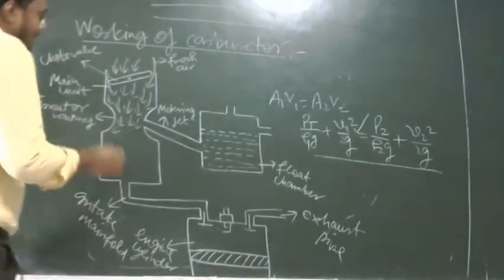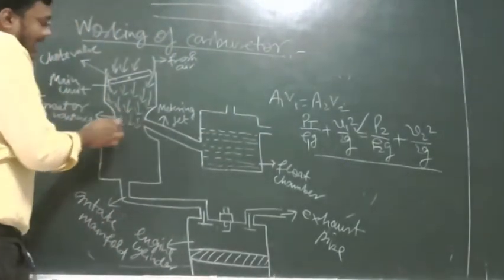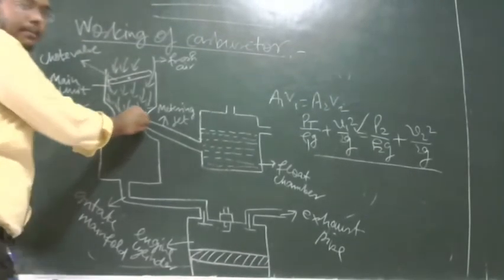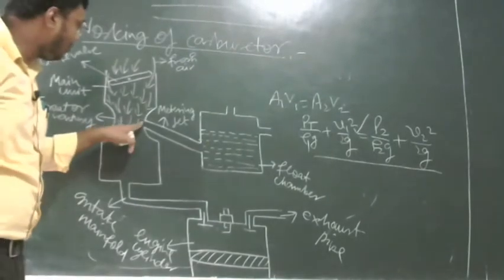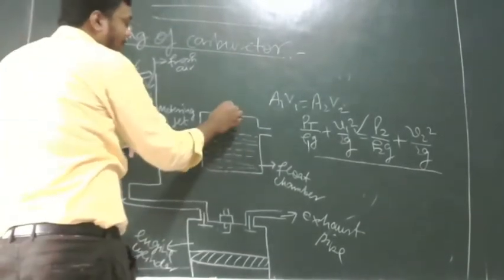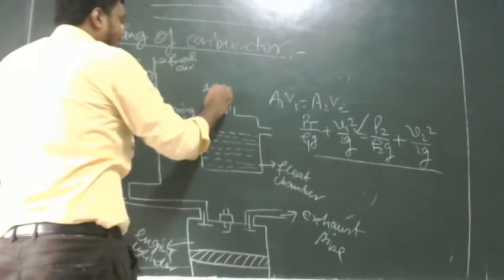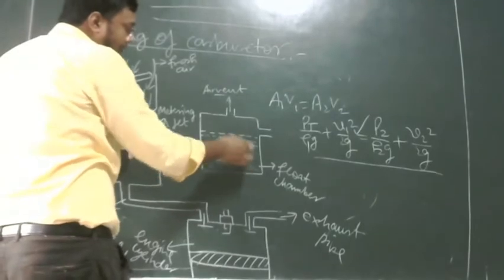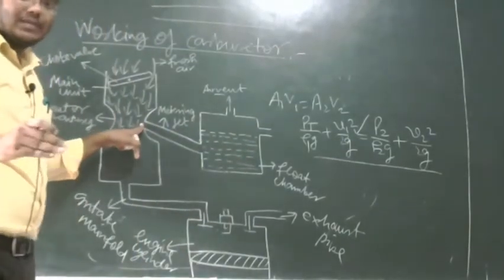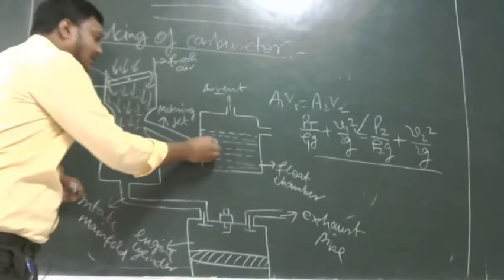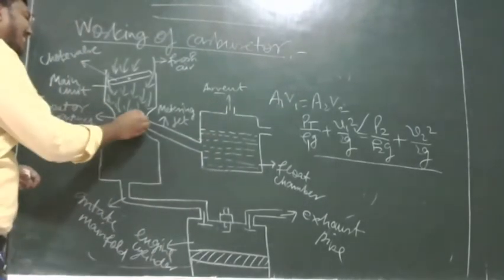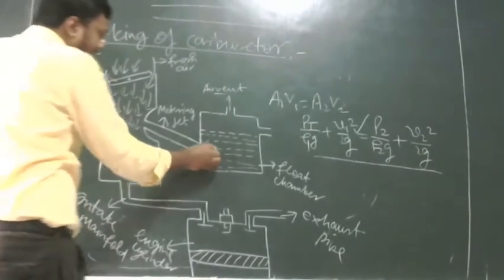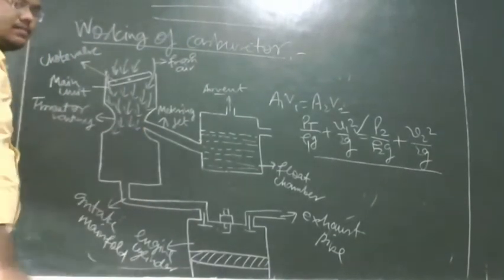So here, as I said, velocity is maximum at the minimum area point, that is the Venturi. So velocity is maximum, so here pressure will be minimum. Now here pressure will be minimum, and in the float chamber we have provided an air vent. This air vent is provided so that the pressure of the fuel in the float chamber will remain equal to the atmospheric pressure. Now here the pressure is equal to the atmospheric pressure, and here pressure is very less. Now in the float chamber pressure is high, and here at the Venturi pressure is very low.